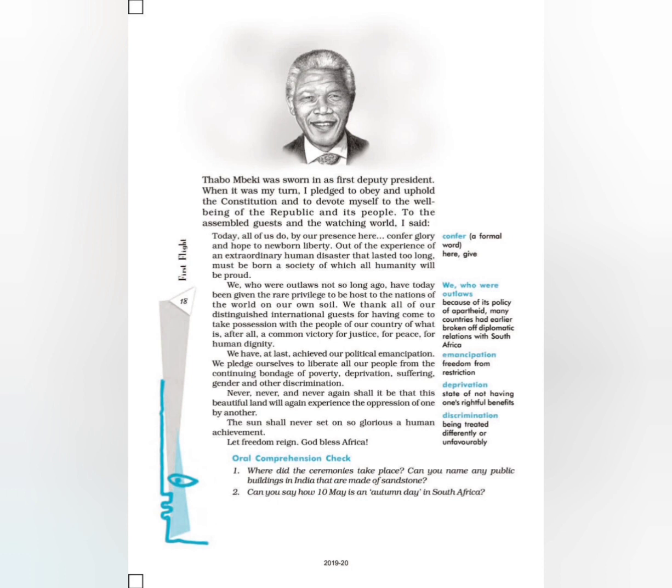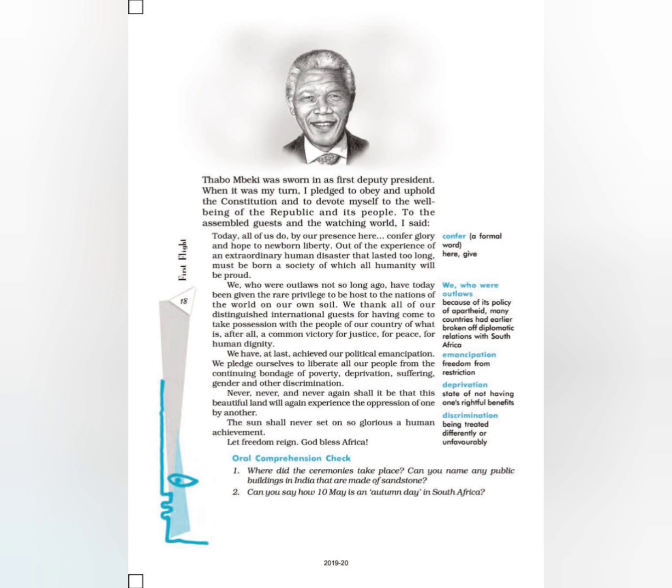In this speech, he said, "confer glory and hope to the newborn liberty out of the experiences of an extraordinary human disaster." Here he could have mentioned that the extraordinary disaster was given by the whites, but he didn't. He generalized everything. He doesn't want to transfer the vengeance to the next generation. That's why he mentioned "out of the experience of an extraordinary human disaster that lasted too long." And he mentioned this victory as a common victory.